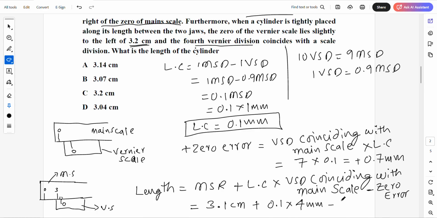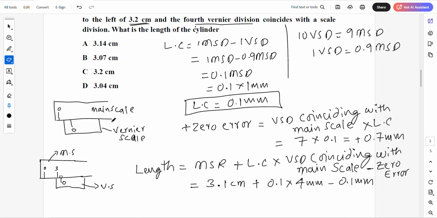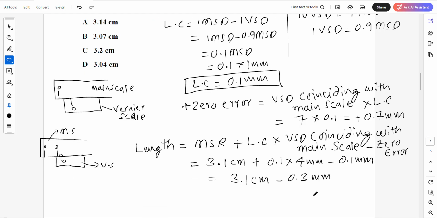Minus zero error, we got how much? 0.1 mm. The answer is given in centimeter, so you have to convert that into centimeter. That is equal to 3.1 centimeter minus 0.4 minus 0.1, which is 0.3 mm. Right, 0.3 mm. I can convert this into mm for the time being, that is multiplied by 10. I will get 31 mm minus 0.3 mm.